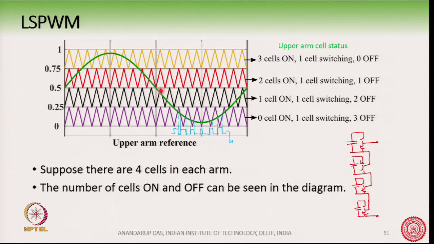In a similar way, during this point and this point, one cell has been fully turned on, because it will support the voltage of this much, and then one cell is doing the switching action and two cells are off. And lastly, when the reference waveform is here, then 3 cells must be supporting the waveform. So, 3 cells are fully turned on, one cell will be doing the switching action and no cells will be off, because all 4 cells will be needed in order to fabricate this part of the waveform.